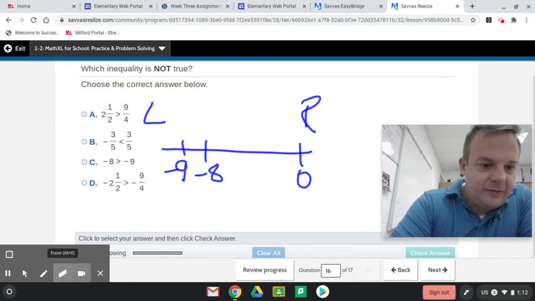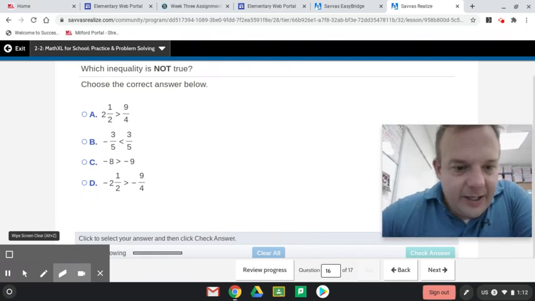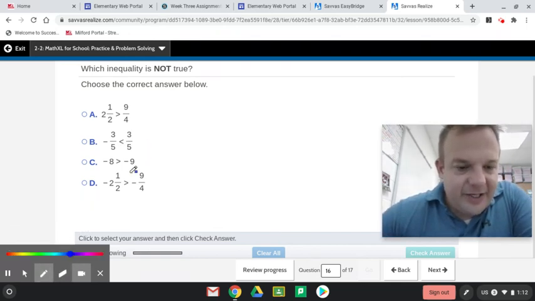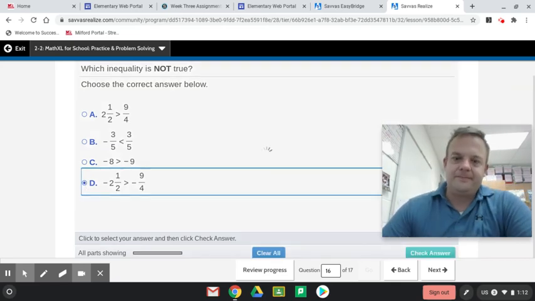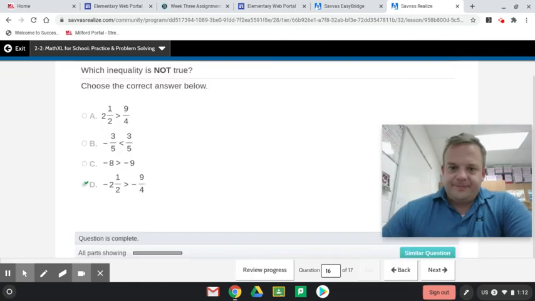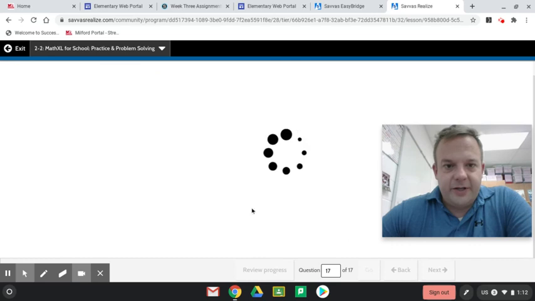So -2 1/2 is greater than -9/4. Well, here they're trying to trick you because -2.5 is less than -2 1/4. Remember, it's kind of backwards of what you would think. Okay, so that one's not true. And one more, guys, then we'll call it a day.